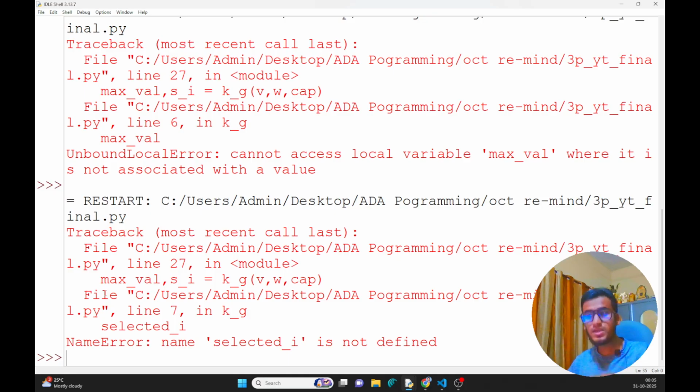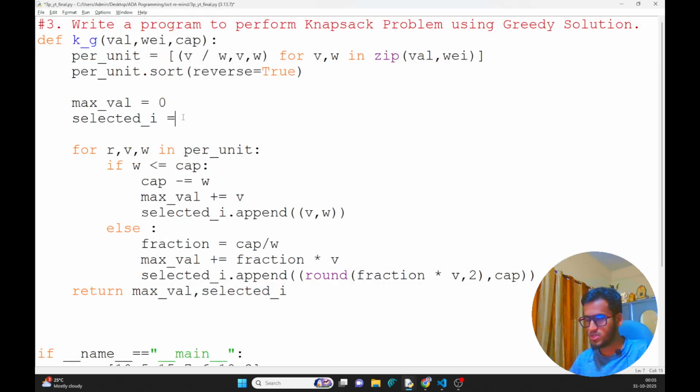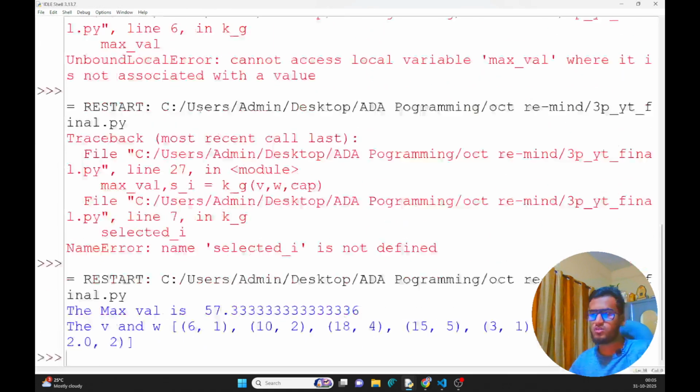You should be able to identify which error will come next. Okay, name not defined. It's showing as not defined. It's okay. You write this and it will confirm. Yay, wonderful. We got the output wonderfully. So now we got the maximum value output.